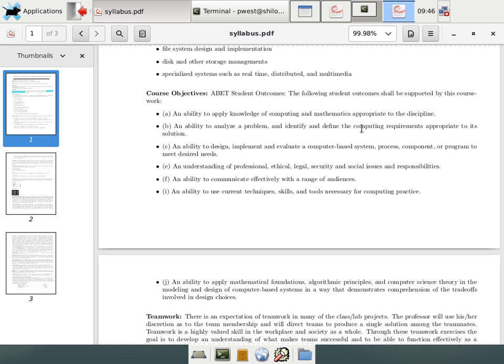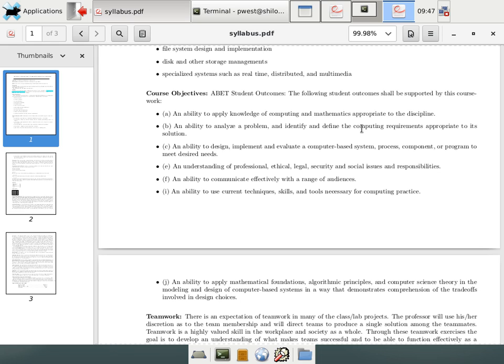An understanding of professional, ethical, legal, security, and social issues and responsibilities. I wonder why they have the word "and" in there twice. But yeah, you'll understand security here, and hopefully we're going to be ethical, right, guys? Okay. Ability to communicate effectively, ability to use current techniques, skills, tools necessary for computing practice. Fortunately, we're pretty much just going to learn about them and probably not use too many of them because for operating systems, they're almost all advanced concepts.